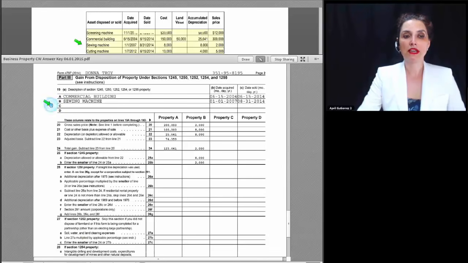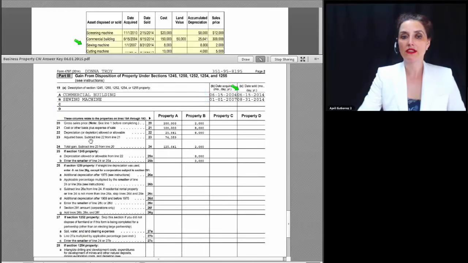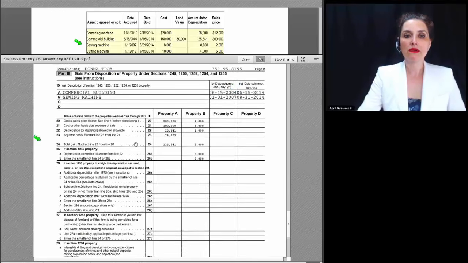We begin on Part 3 by entering each asset and the date acquired and the date sold. And then on the commercial building, we've subtracted out the land. So if the land is 1/3 of the purchase price, it's going to be 1/3 of the sales price. That seems reasonable. So after subtracting the land out, we have a purchase price of $100,000 for the building and a sales price of $200,000 that we're going to allocate to the building. We allocate $25,641 of prior depreciation to the building, and that gives us an adjusted basis of $74,359 and a gain on the sale of the building of $125,641.